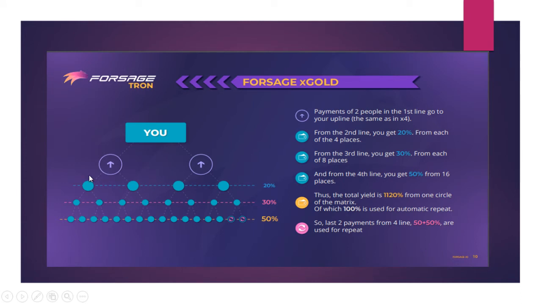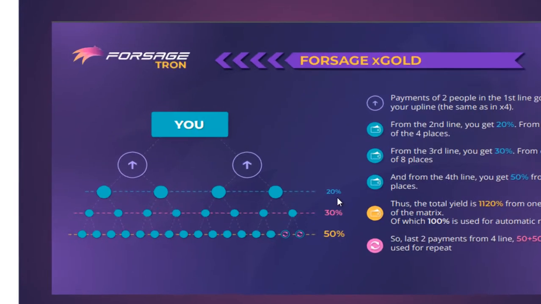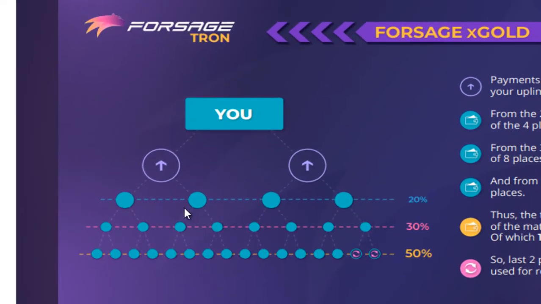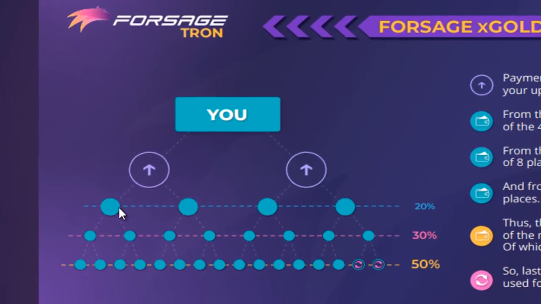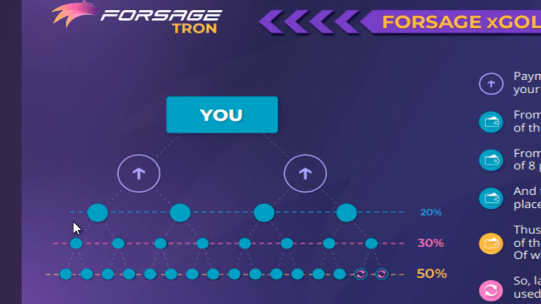The first 2 entries here go to your upline. Now the second 2 entries here, which is 4 places, you're going to make 20% of each of the entries here. Let's assume you are on slot 1, which is 200 trons. That means on each entry here you're going to make 20% of 200 tron, which is 40 trons. You earn 40, 40, 40, 40 here on the first slot.